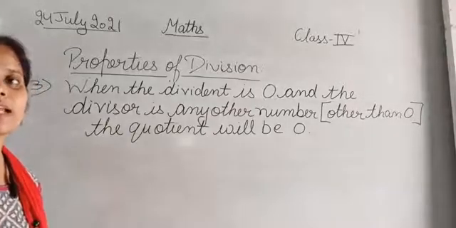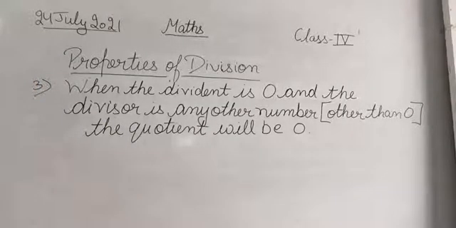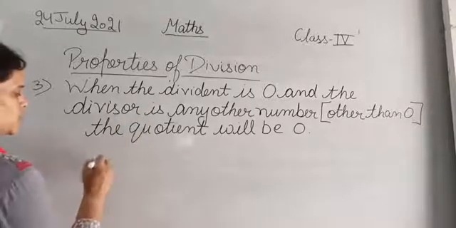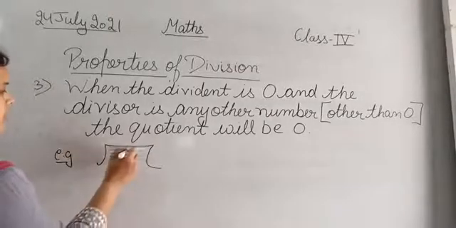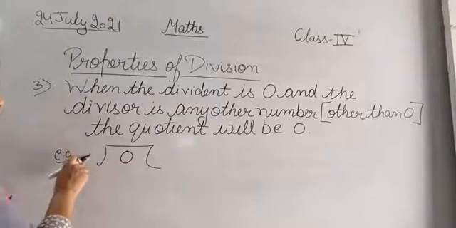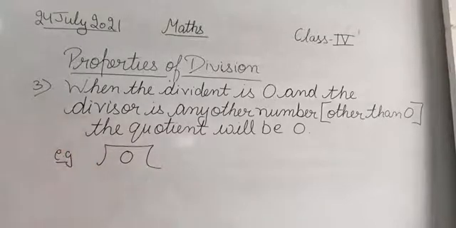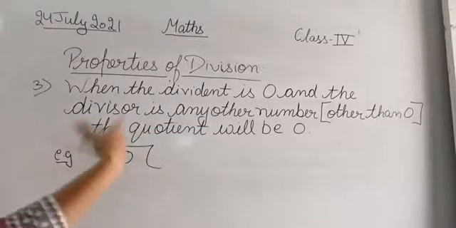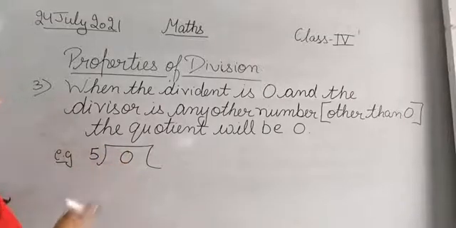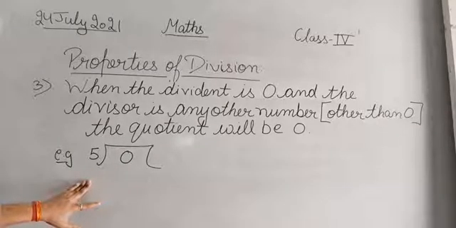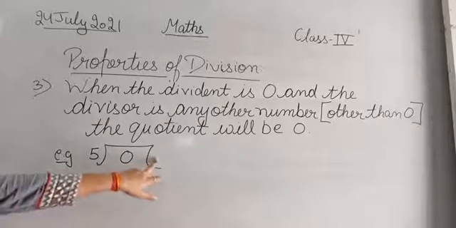So first of all, I'll explain it with the help of an example, so then you will be able to understand it very clearly. So here they are telling us when the dividend is 0. When the dividend is 0 and the divisor is any other number other than 0, so I'll take the example of 5. Here the dividend is 0 and the divisor is 5. The quotient will be 0.